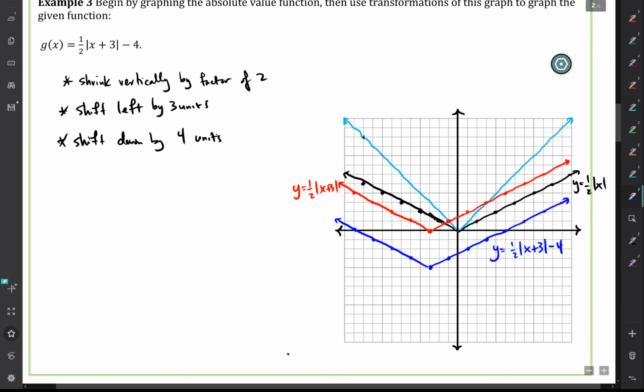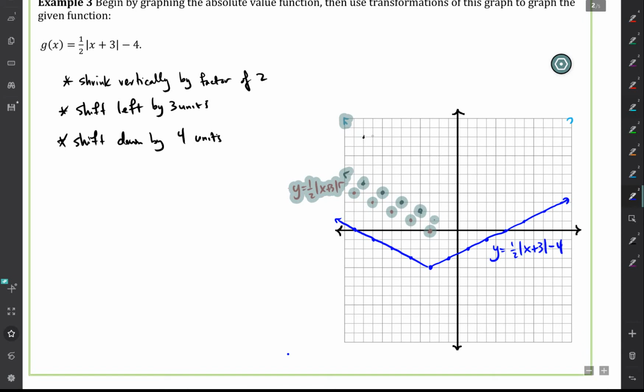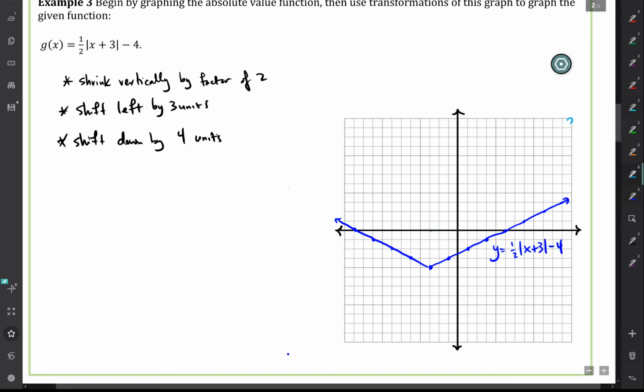And again, if you want, you can maybe draw these in pencil and delete the intermediate steps. So you might just draw the original graph and then the final product. And so you get from the light blue graph to the dark blue graph by shrinking vertically by 1/2, and then shifting left by 3 units, and then shifting down by 4 units.